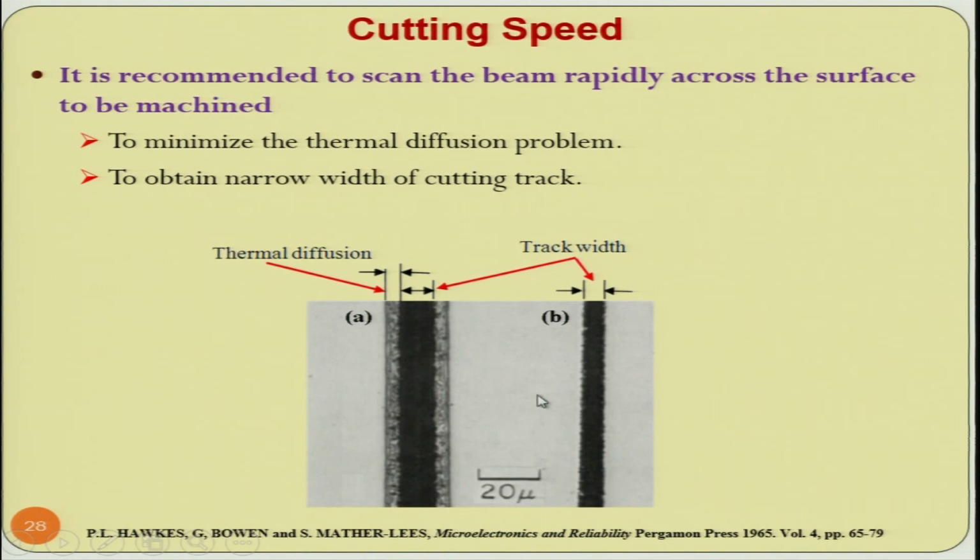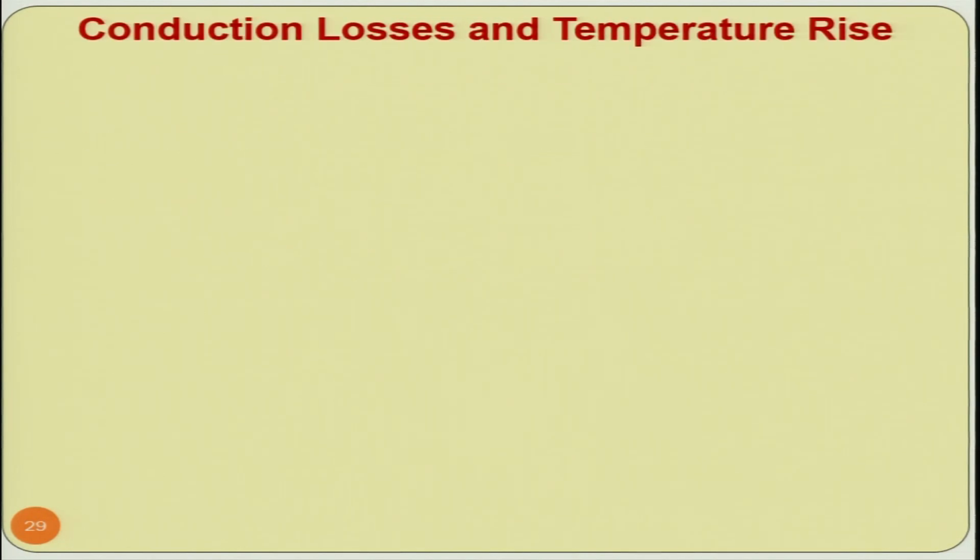The narrower this width is, the better the feature characteristics will be, and you have to minimize the thermal diffusion, otherwise adjacent layers of the workpiece material will get affected or damaged, and you should have controlled dimensions of the machined object. Now, conduction losses and temperature rise.